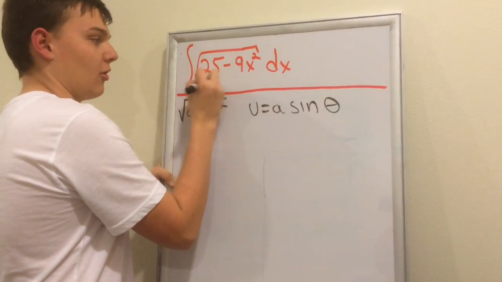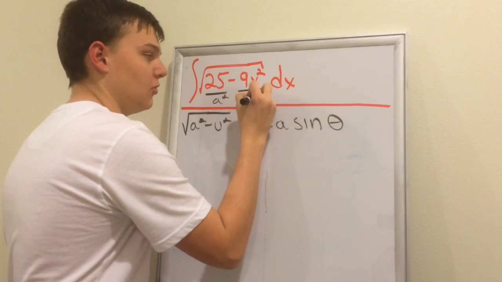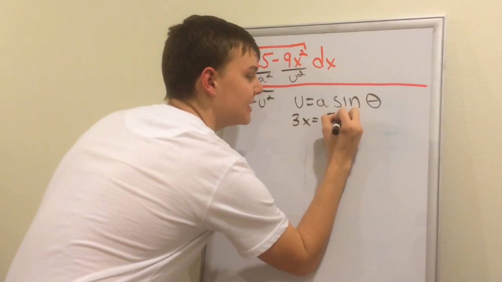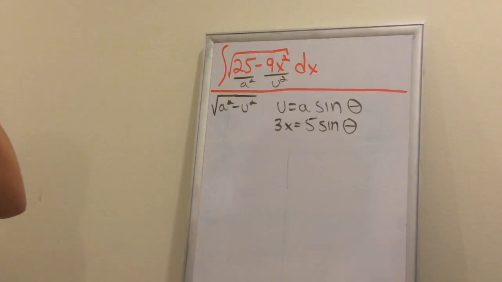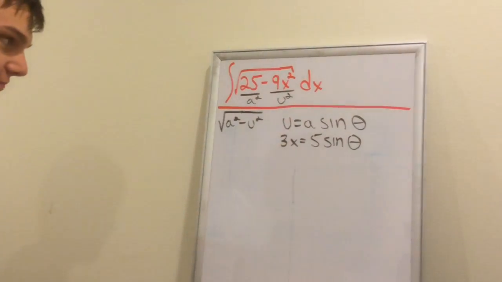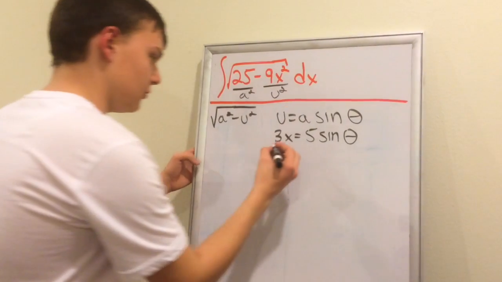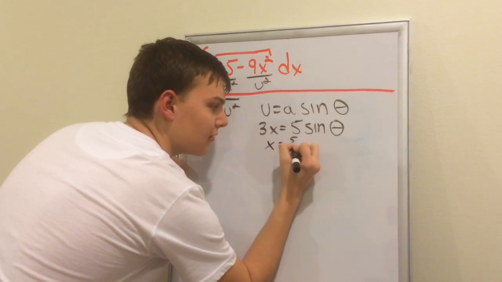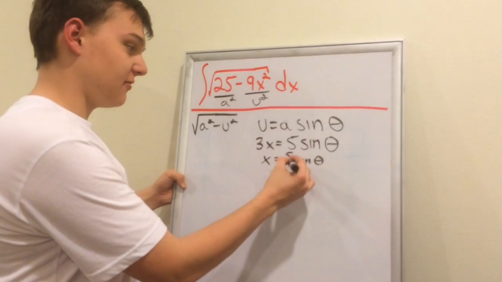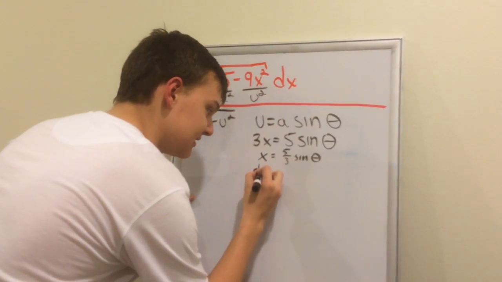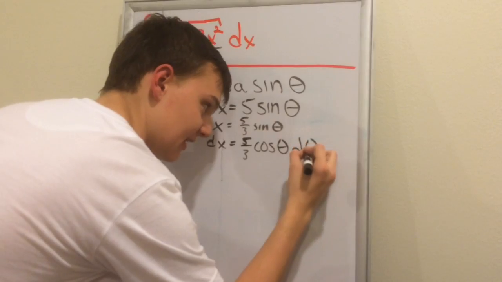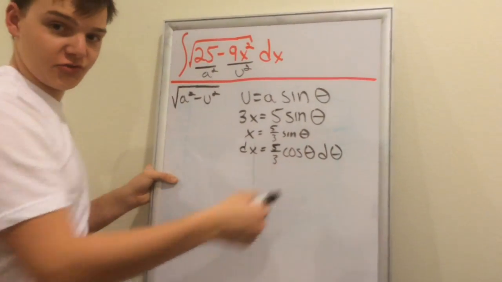Here we have our a squared term, and here we have our u squared term. That's making 3x equals 5 sine theta. That's because we take the square root of that and plug it into this equation here. From there, we're going to want to solve for our x value, which equals 5/3 sine theta. Then we take the derivative of both sides: dx equals 5/3 cosine of theta d theta, taking the derivative of what's in your trig function.